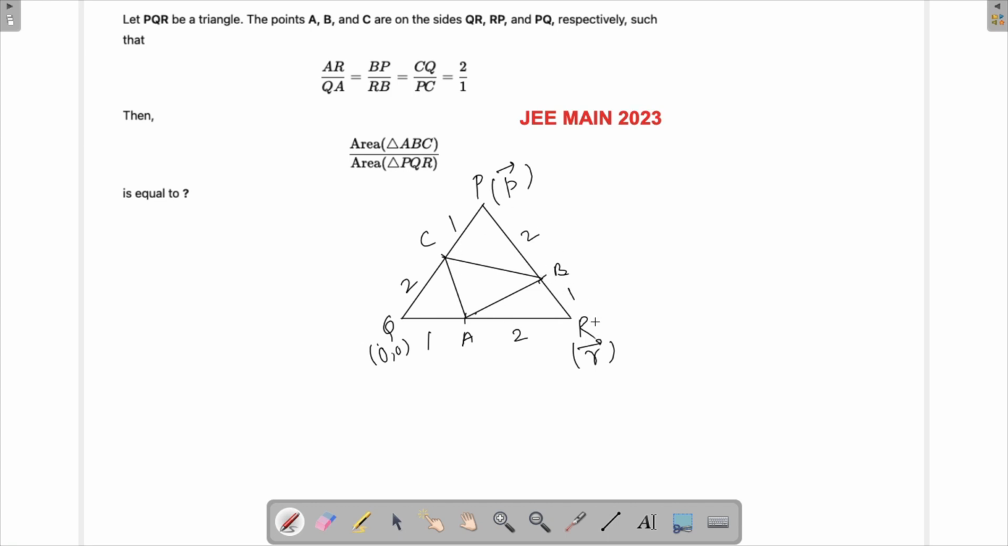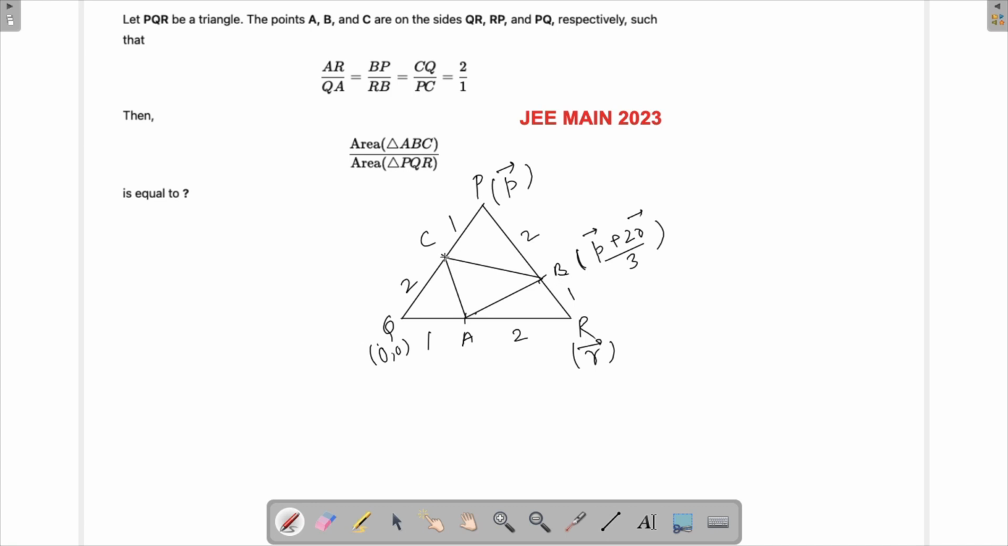So point B would be, using this property, internally dividing in the ratio 1:2. So this point will be 1 into P plus 2 into R upon 3, which is (P plus 2R) by 3. This is what we will have here as the position vector of point B.